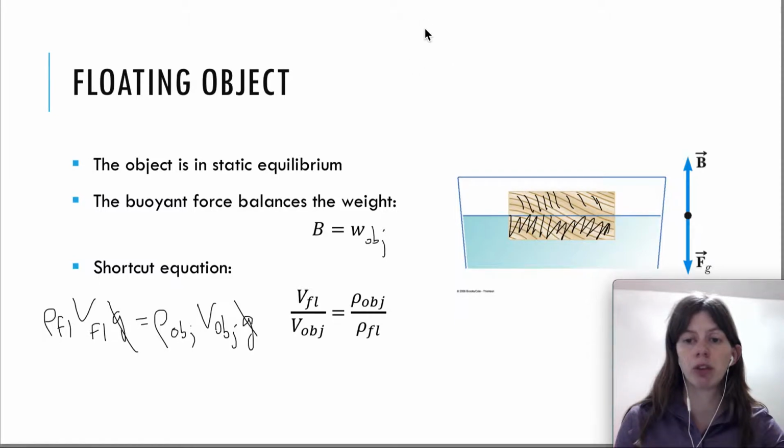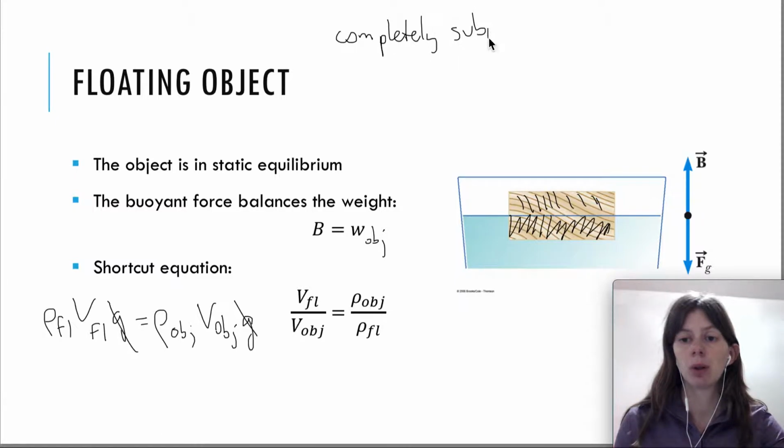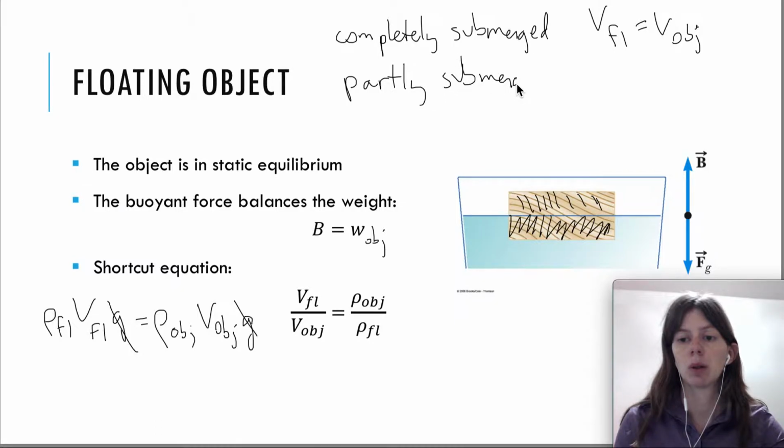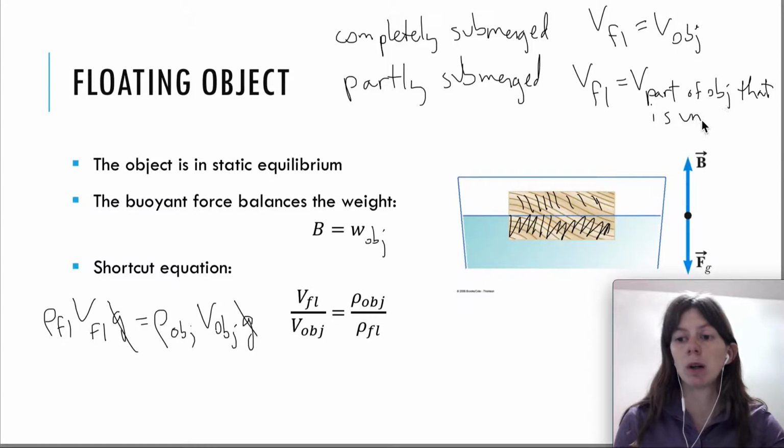And I would just write this down as a recap. When an object is completely submerged, then the volume of the fluid displaced equals the volume of the object. But otherwise, if it's only partly submerged, then the volume of the fluid displaced is only equal to the part of the object that is underwater. This is very long, that's why we don't write this out. So just a recap so you know exactly what to plug in for V fluid here.